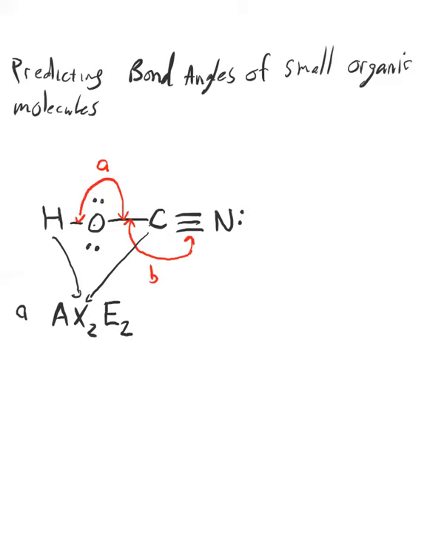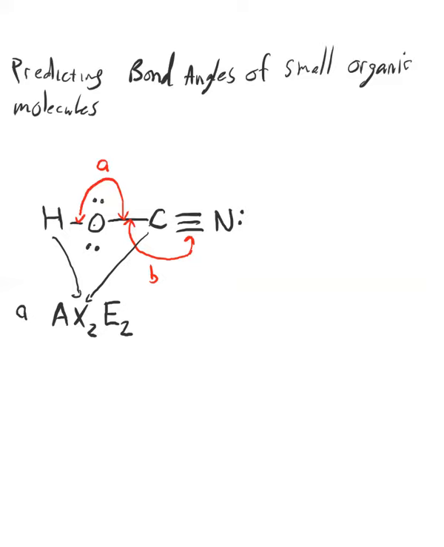AX2E2, right? That's the notation we're using. A is the central atom. X is the surrounding atom. It doesn't matter if it's a different type of surrounding atom. And then E is the lone pair on the central atom. If there's more than 1, it's E2. If there were 3 lone pairs, it would be E3.